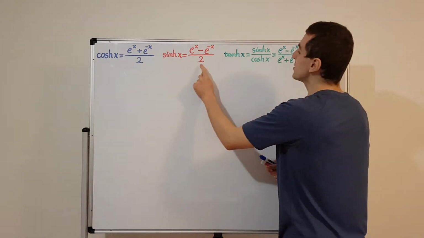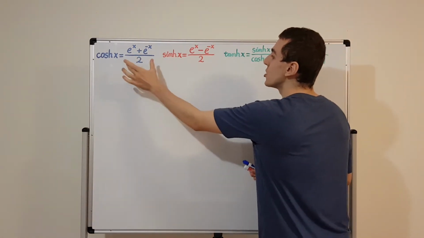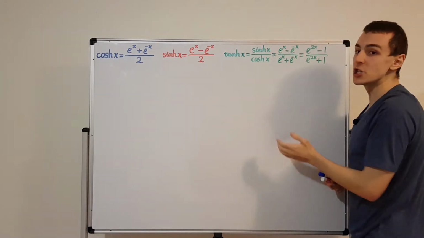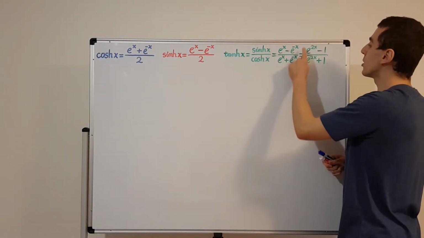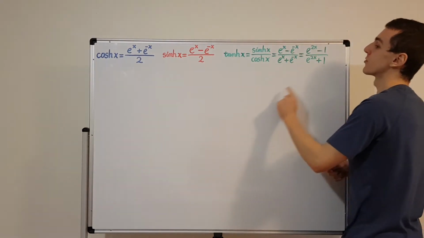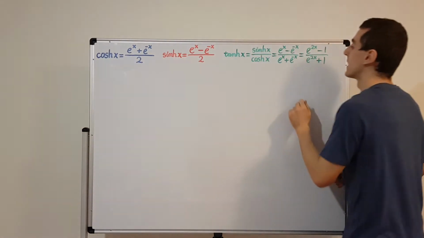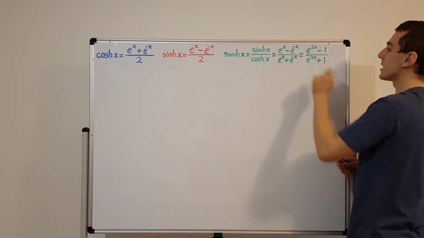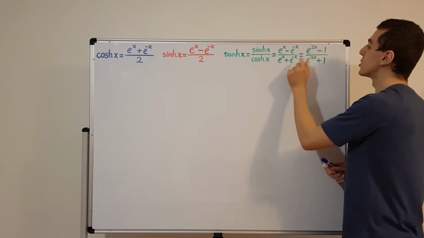So because there's a 2 and a 2 over here, there's a shared factor of a half. That factor of a half cancels when we take the ratio. So this top part over here comes from the hyperbolic sine, and this bottom part comes from the hyperbolic cosine. So there's a plus in the bottom and a minus in the top. So what we can do to this is we can actually write it in an alternative form.